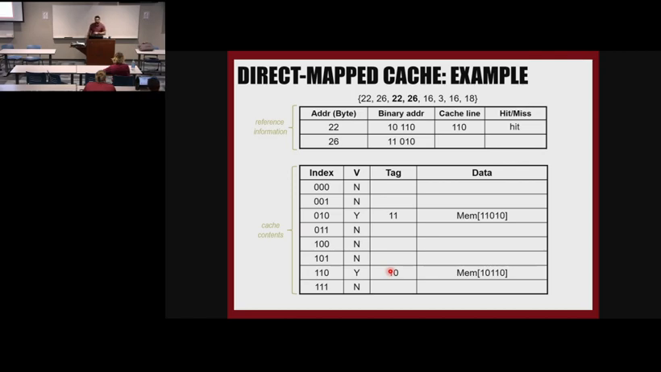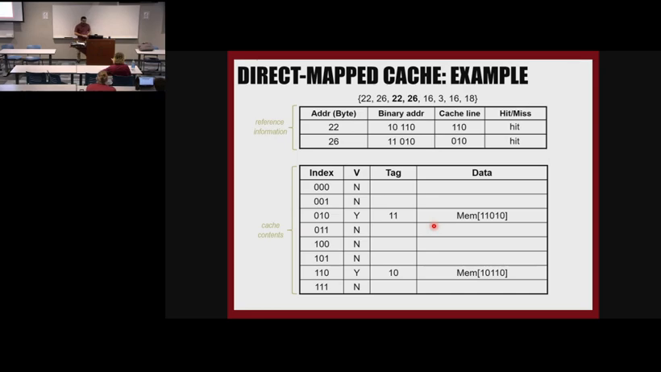Okay, so we have address 26, line 010, sorry. We check there's something in that line. We check the tag. The tag is equal. Then it means that yes, the content that's in the cache is what we're looking for. And right there, we have another hit.